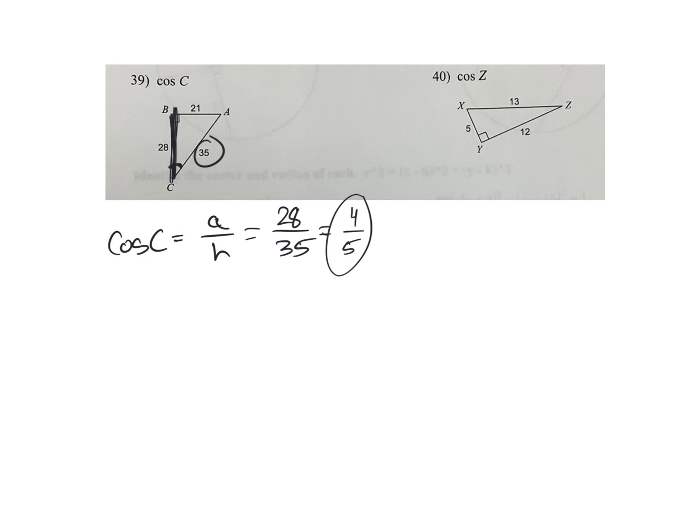And 40, we're doing the cosine again at angle Z. So the cosine again, identify your hypotenuse, is 13. The attached leg at Z is 12. And that's already reduced. 13 is prime.